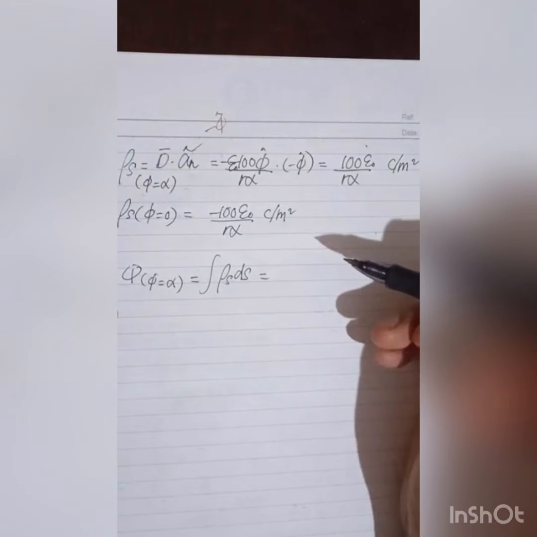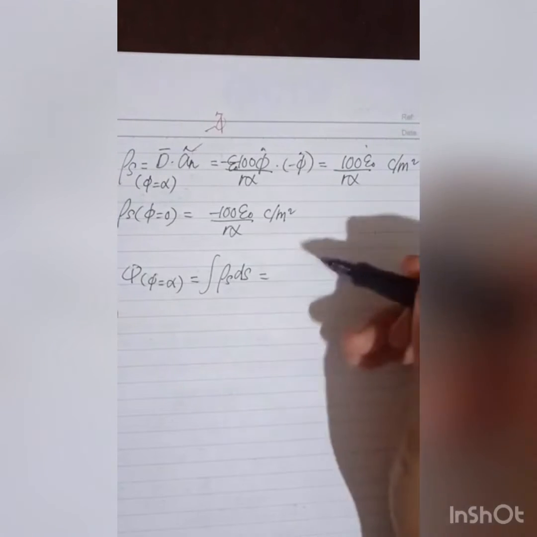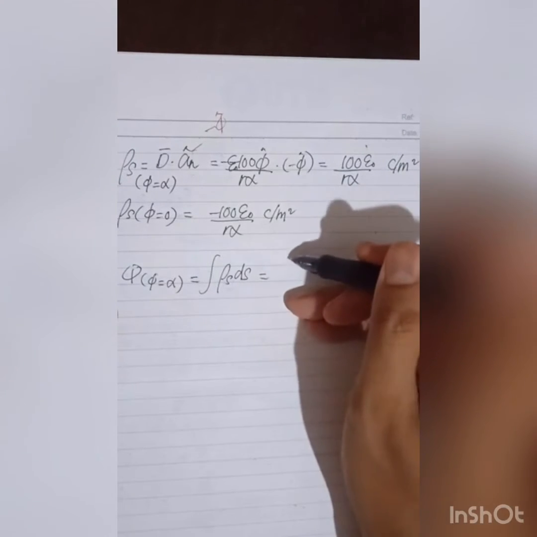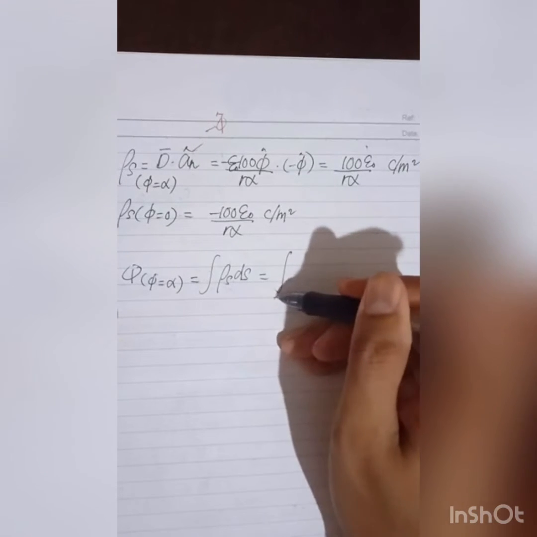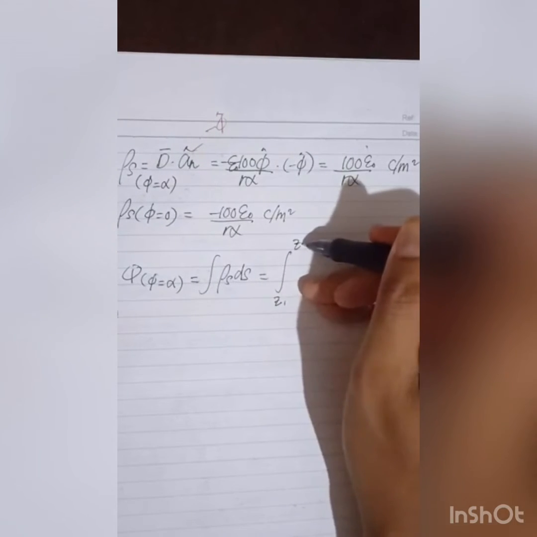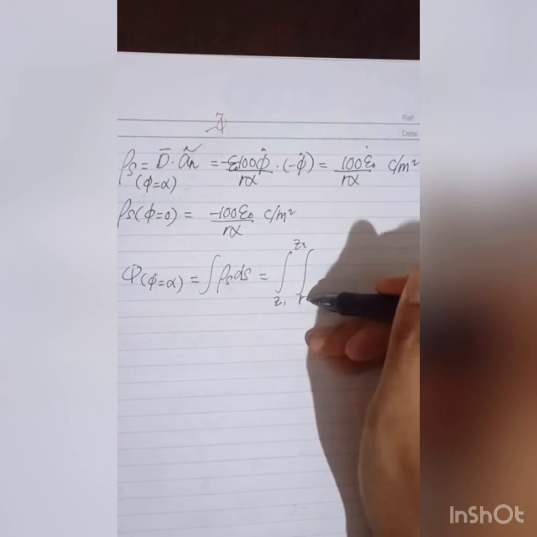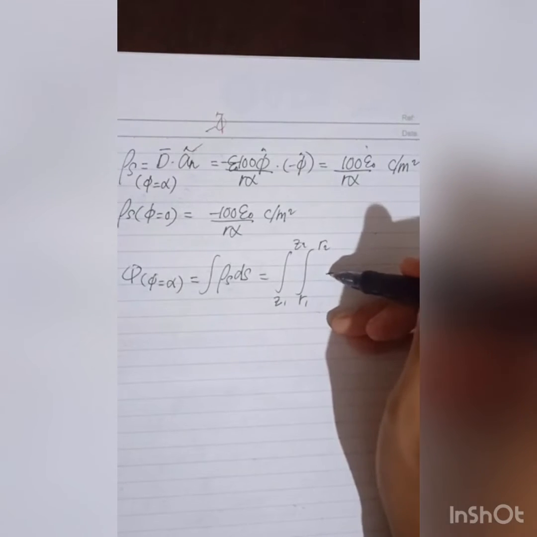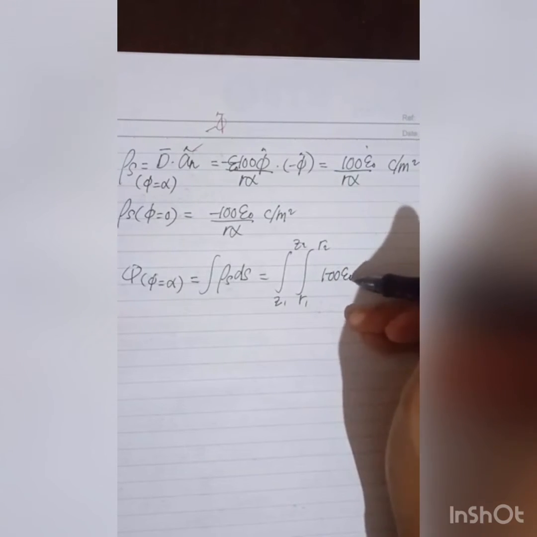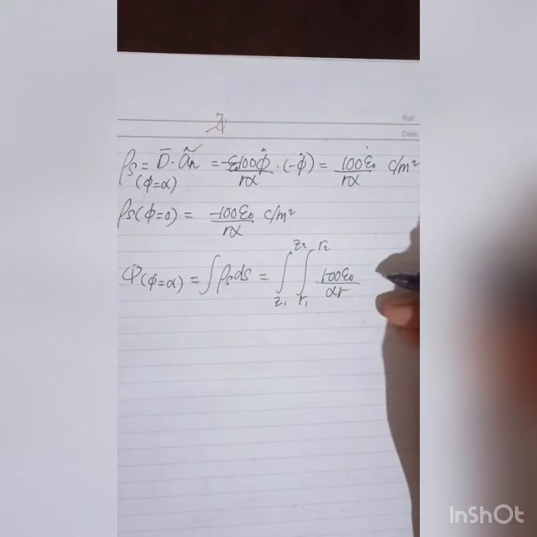So we know that the area for this structure is a square area, so just simply put for the z from z1 to z2, and then for the r, from r1 to r2. Now we have the 100 epsilon naught r alpha, and then the s here, guys, we have the value of dr dz. So let's integrate over r and z.